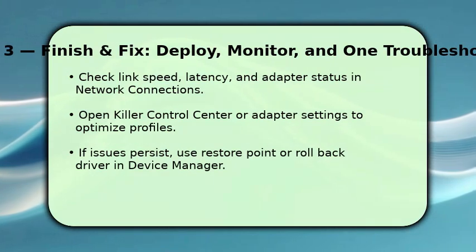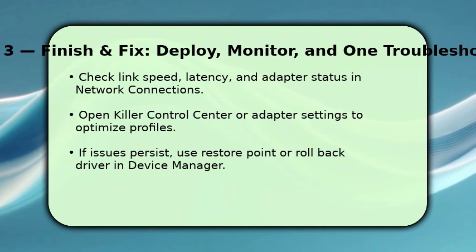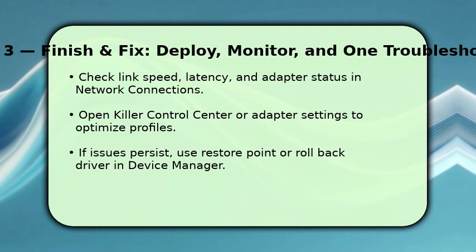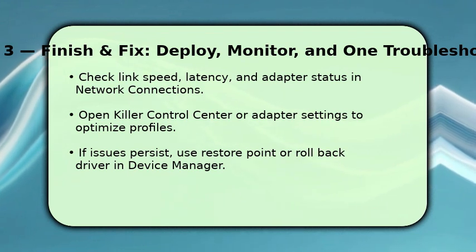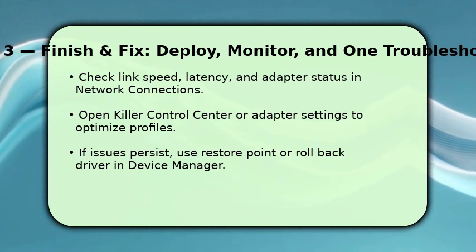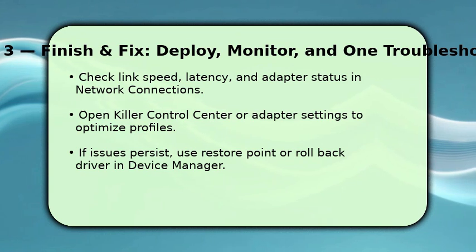Finish by verifying the NIC. Open network connections and confirm link speed, IPv4/IPv6 status, and that the adapter is enabled. Then open the Killer Control Center or Windows adapter properties to apply performance profiles and CoS rules. Make sure latency and bandwidth controls match your needs. Test with a speed test and a relevant application.